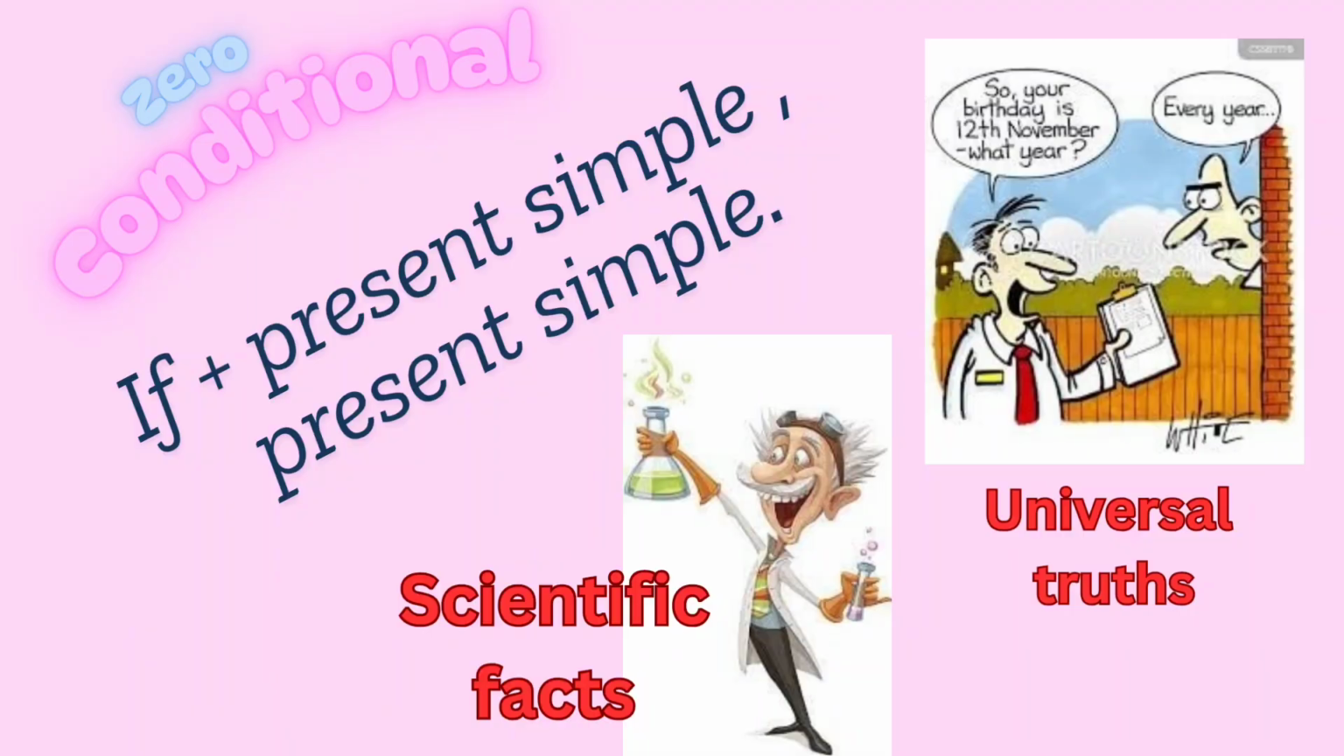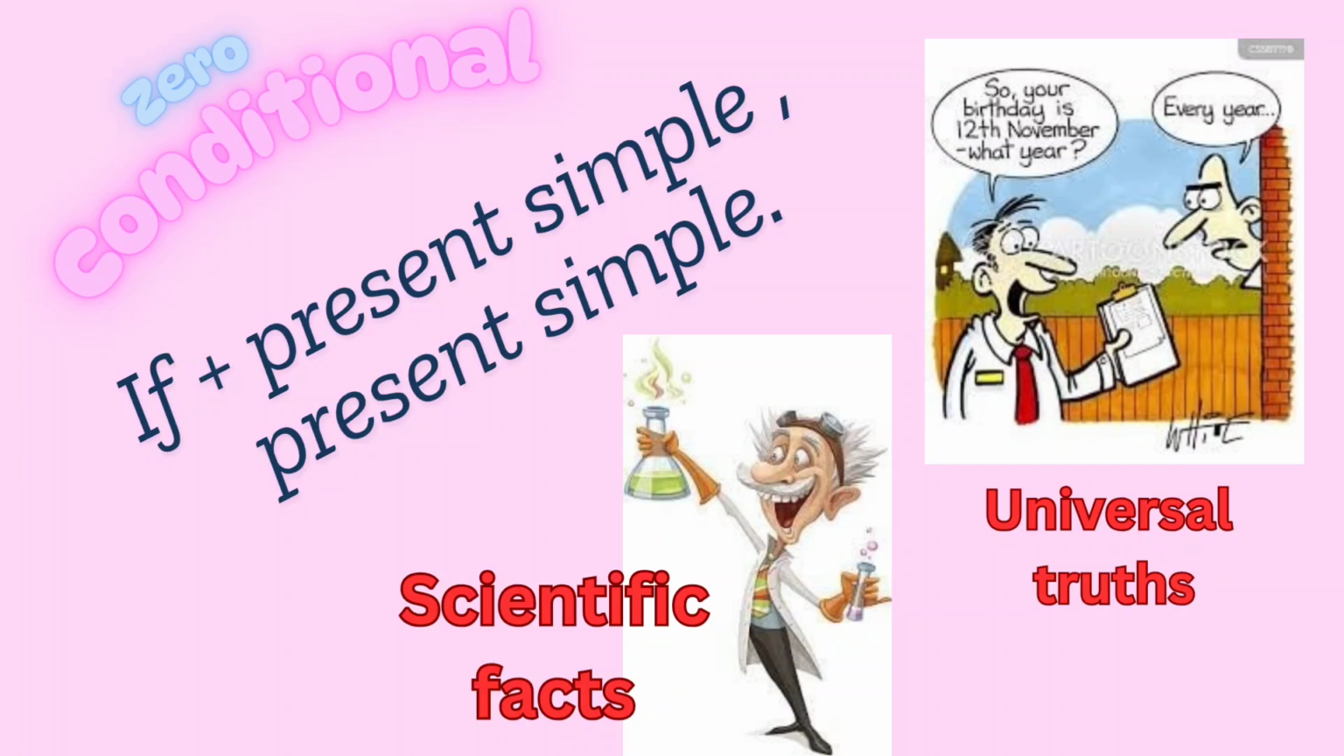Zero conditional. Zero conditional is used to describe universal truths or scientific facts. If plus present simple, and the next sentence present simple. For example, if you heat water, it boils. This type of sentence is great for explaining cause and effect relationships.